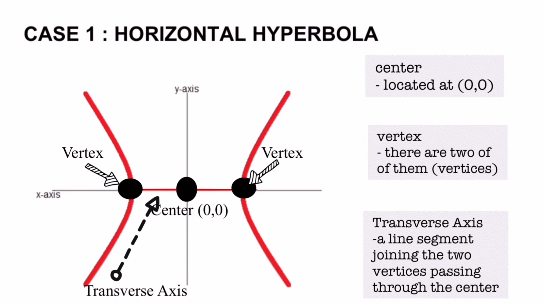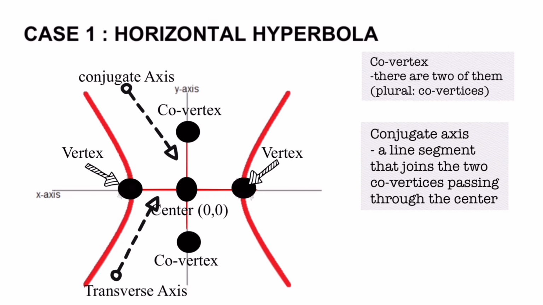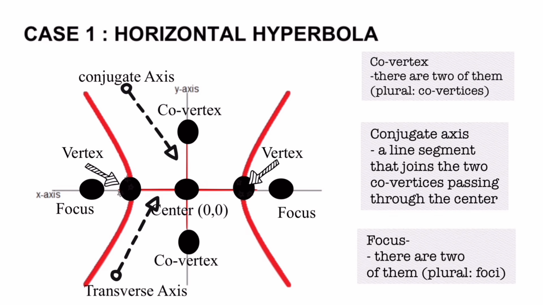Another part is the co-vertex, and there are two of them. We call them co-vertices. Another part is the conjugate axis. This is the line connecting the two co-vertices passing through the center. The next part is the focus. There are two of them. We call them foci. Please remember that the focus is located to the side where the hyperbola or the branch of the hyperbola opens.